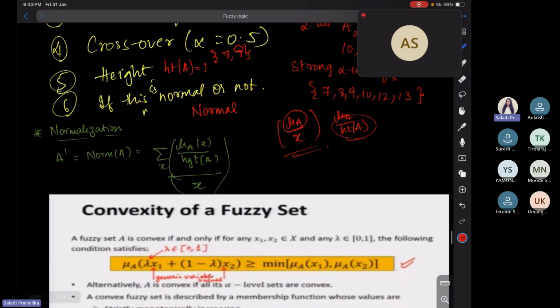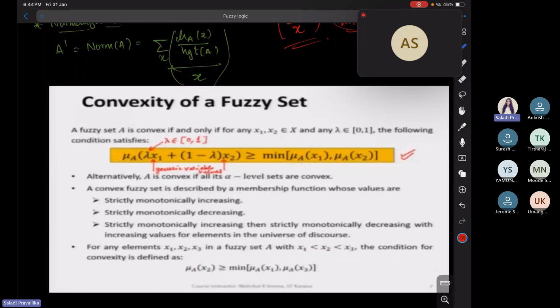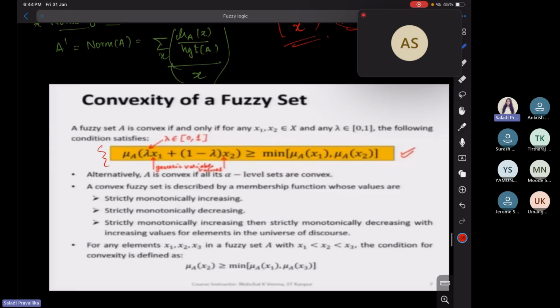Okay, and then we have convexity. So in convexity, we have the x values, x1 and x2, and then we have another parameter called lambda. This lambda can be any value in between 0 and 1, whereas x1 and x2 are two generic variable values. To know if a fuzzy set is a convex one or not, you need to use this particular condition. If this condition is satisfied, then we call the fuzzy set a convex fuzzy set.